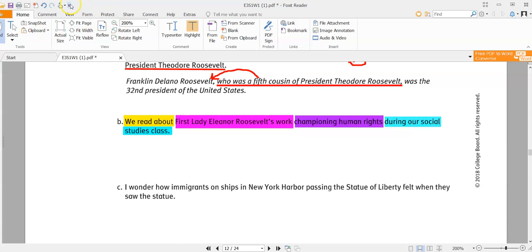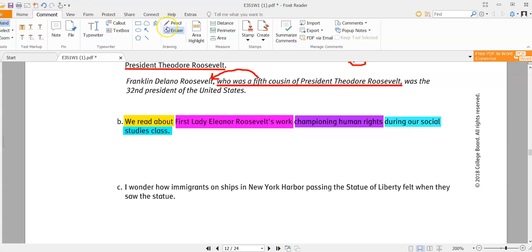So what do we have to change then? It doesn't make any sense. This already goes with this. And then championing human rights, well, that's what her work was doing. So yes, that goes with that. That means that this last part must be the one that's in the wrong place: during our social studies class. Well, she wasn't championing human rights during the social studies class, so it needs to go somewhere else. It needs to go next to we read.